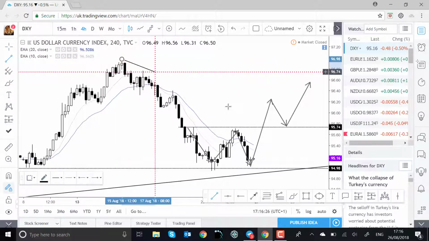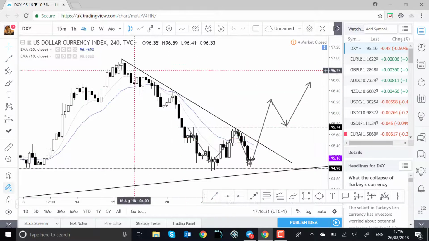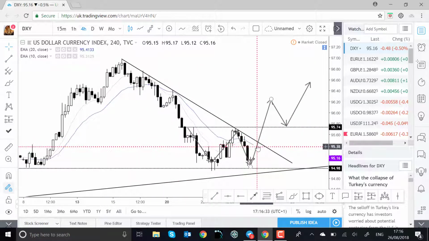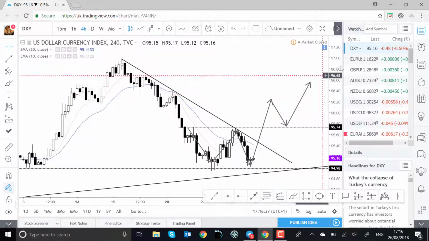We've got this little bit of a trend line resistance running down, which has been effective over the past few times. So again, we could look for early signs of buying to come in if the market breaks above this in here.